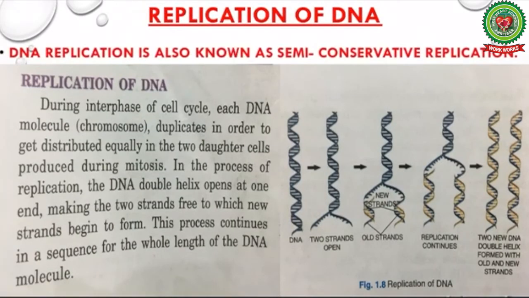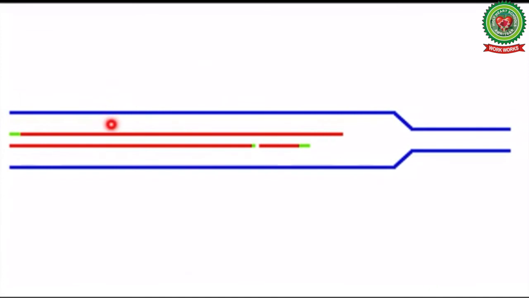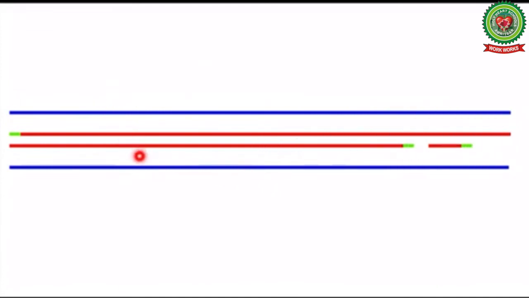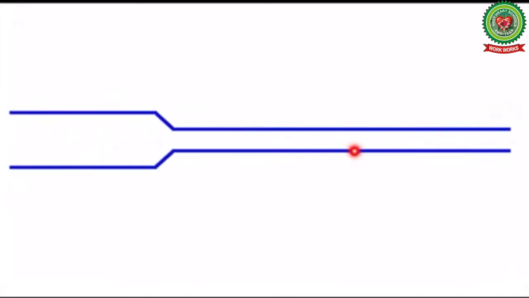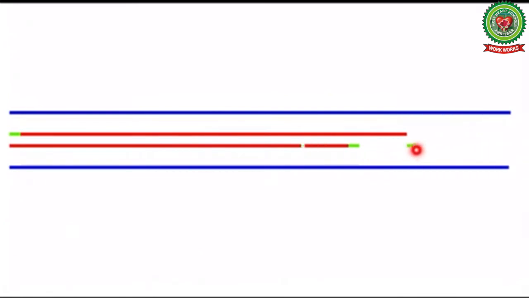Replication of DNA. DNA replication is also known as semi-conservative replication. In the process of replication, DNA double helix opens at one end, making two strands free to which new strands begin to form. This process continues in a sequence for the whole length of DNA molecule.